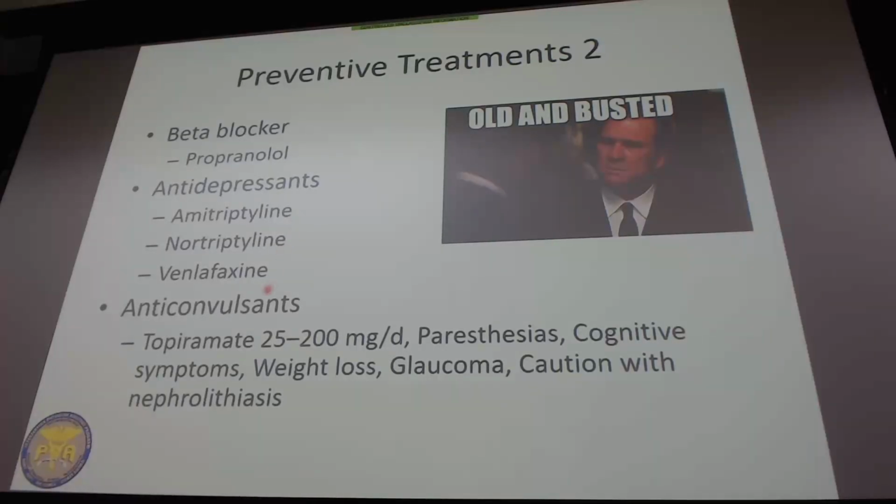And then I got my anticonvulsants, topiramate. Paresthesias, cognitive symptoms, weight loss, glaucoma, caution, it can cause kidney stones. People don't love being on topiramate unless they're having seizures. Yeah, neither of these were fantastic. I never had a lot of luck. Sometimes amitriptyline, but none of these were great. They're old and busted. Don't reach for old and busted if you don't need to.